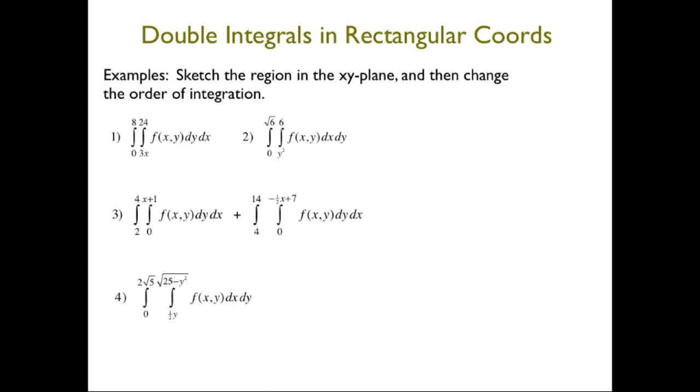And then based on the region, you're going to start over and change the order of integration. So if it's a type 1, make it type 2. If it's a type 2, make it type 1. Changing the order may or may not result in one integral. You may be able to do it in 1, or you may need 2. So there's no guarantee on any of these, 1 through 4, that you're going to get one double integral. You might have to do a sum also when you reverse the order.